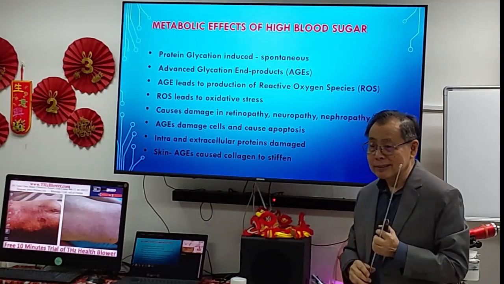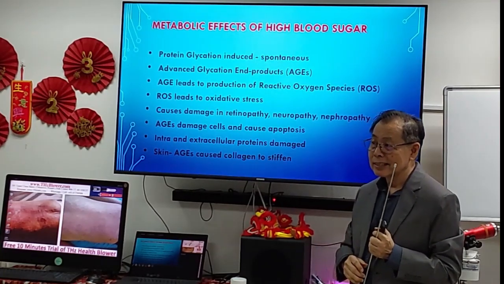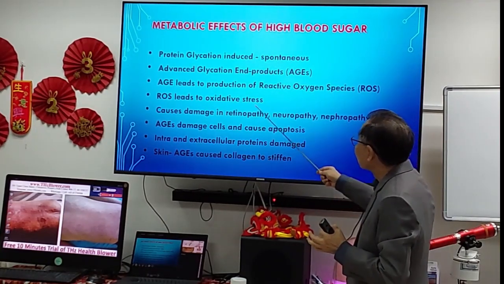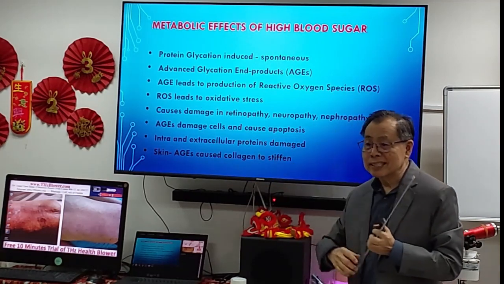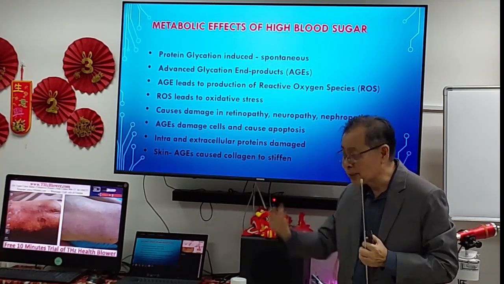AGE can damage cells. Plus, it produces ROS, which causes you even more damage.